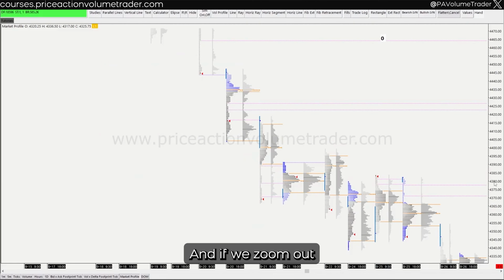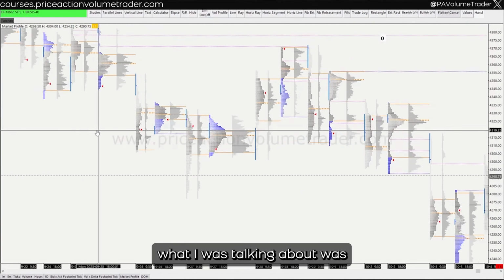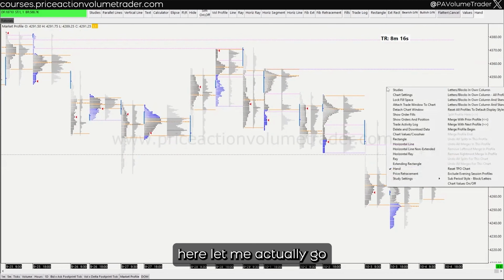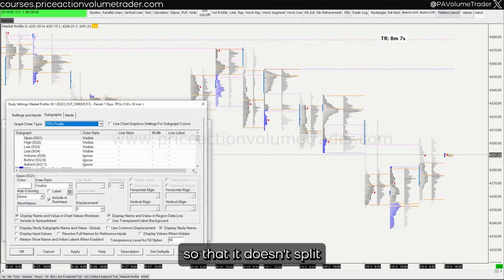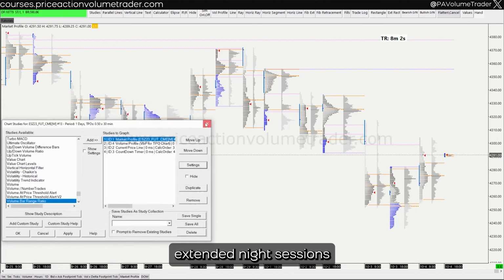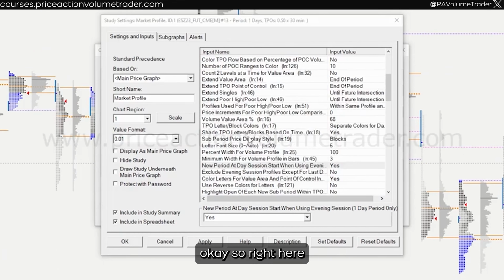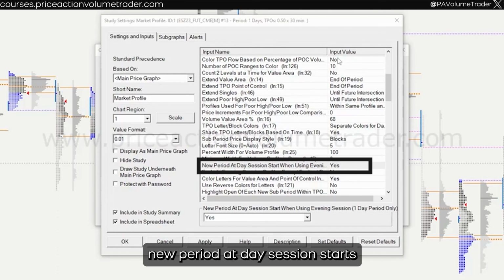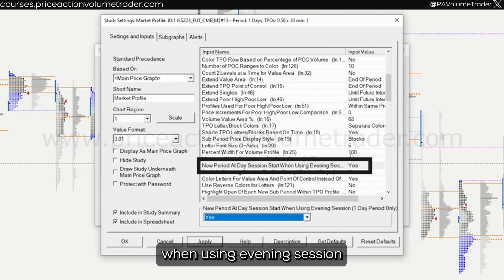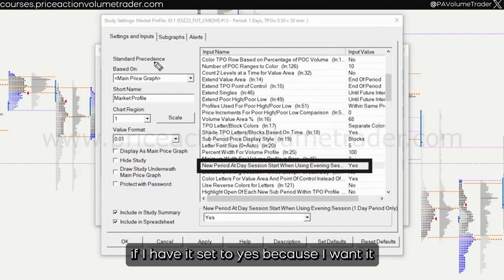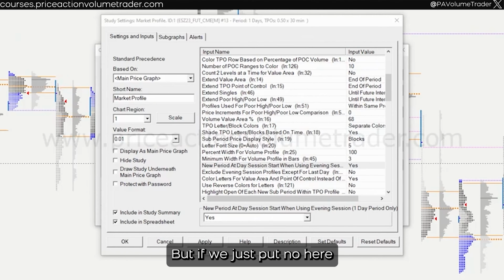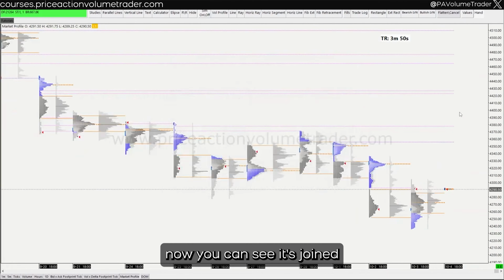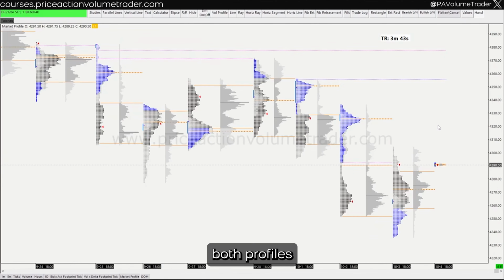And if we zoom out, just to finish off what I was talking about, let me go into the settings. I'm going to set this market profile so that it doesn't split extended night sessions and day sessions. Right here there's an option, new period at day session starts when using evening session. I have it set to yes because I want it to split extended hours and regular hours. But if we just put no here and apply, now you can see it's joined both profiles.